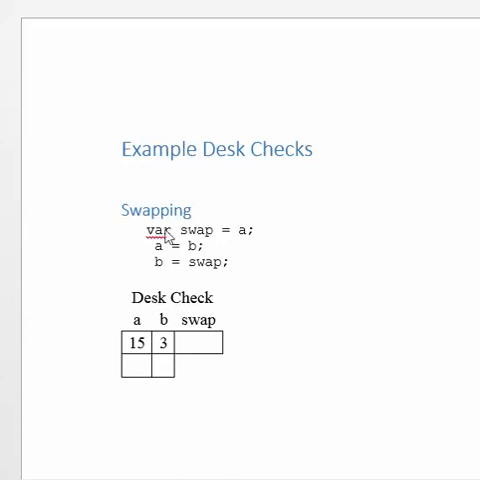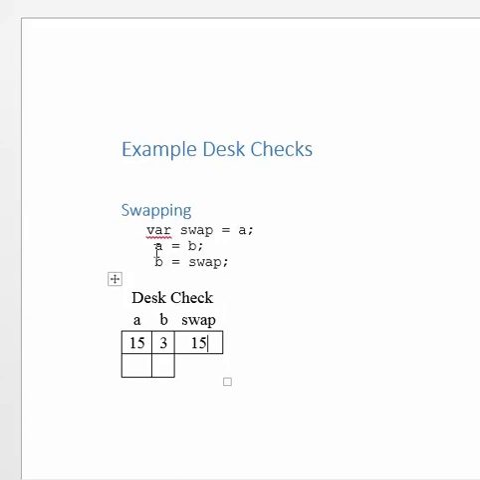And so they start by declaring a temporary variable, which they're just going to call swap, and they're going to assign the value from A into that variable. So it's initialized with the value of A. So down here we now know, okay, this line is going to put the value of A, which is 15, into the variable swap. So after this line runs, we know that A equals 15, B equals 3, and swap equals 15.